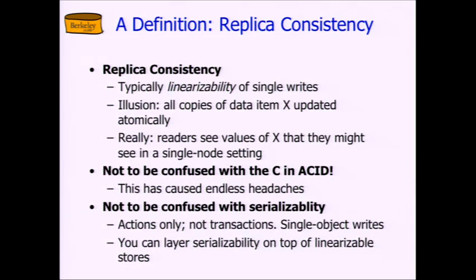This is not to be confused with the C in ACID. Remember what the C in ACID was. That was consistency in terms of integrity constraints. The database starts in a consistent state, meaning it observes the integrity constraints. You run a transaction, and you get a database that still observes the integrity constraints. It's nothing to do with replication. It has nothing to do with atomicity of writes. It's all about checking foreign key values and any other check constraints you have. So the C in ACID has nothing to do with this consistency.